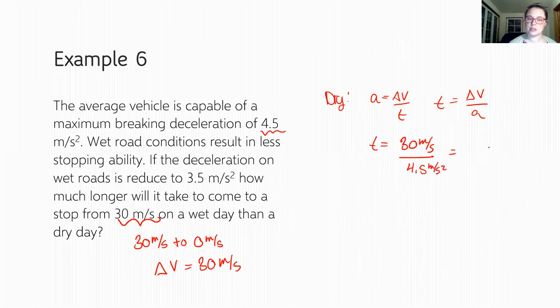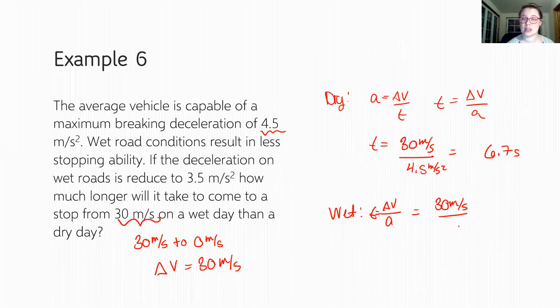How long does it take me to stop? About 6.7 seconds. What if it's wet? So on a wet day, same formula. The time is equal to the change in velocity divided by the acceleration. On a wet day, I'm going the same speed change. So 30 meters per second is my change in velocity, divided by, instead now I have less deceleration.